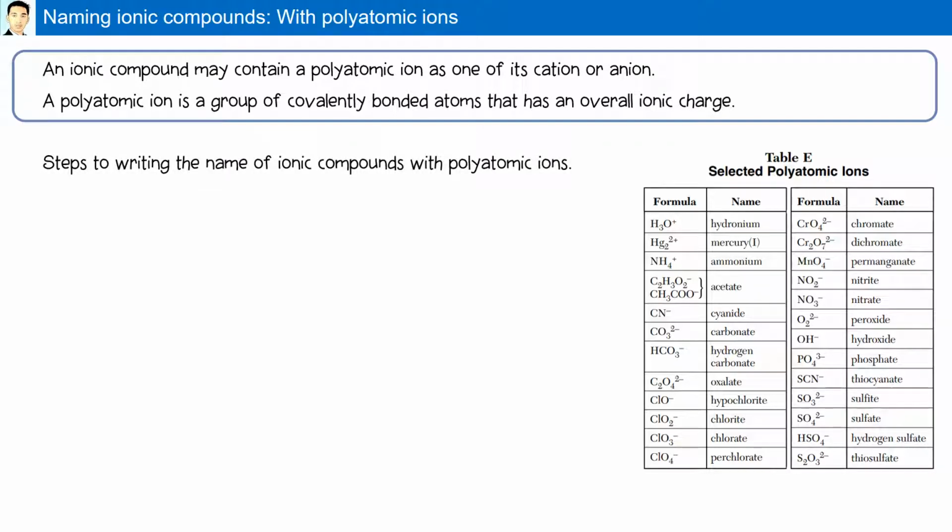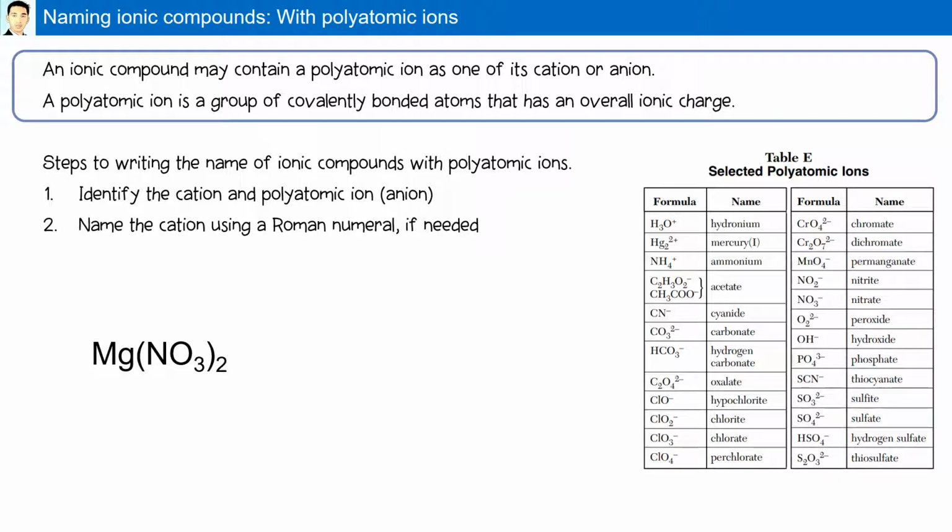Steps to writing the name of ionic compounds with polyatomic ions. First, we need to identify the cation and polyatomic ion, or the anion. Name the cation using a Roman numeral if needed. In this example, we have magnesium, Mg, which is not a transition element, so we do not need a Roman numeral. Next, we need to identify the polyatomic ion.